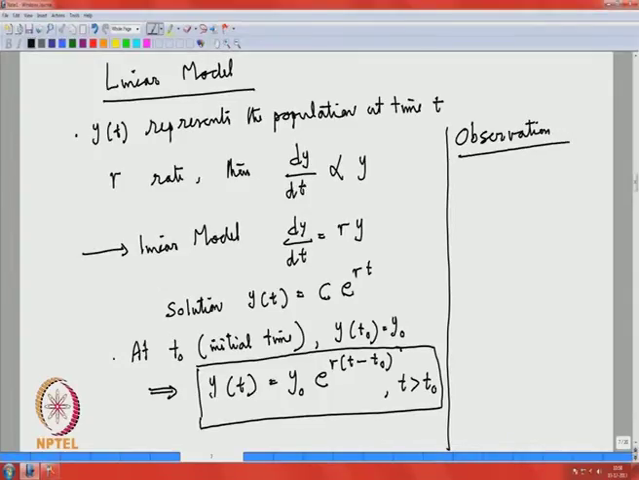So you see an immediate observation here, which you can prove mathematically, of course it is easy. As t tends to infinity, your population y(t) increases to infinity, but this is not a desired state of affairs. Nowhere in the universe can you have a population that goes to infinity as time goes.